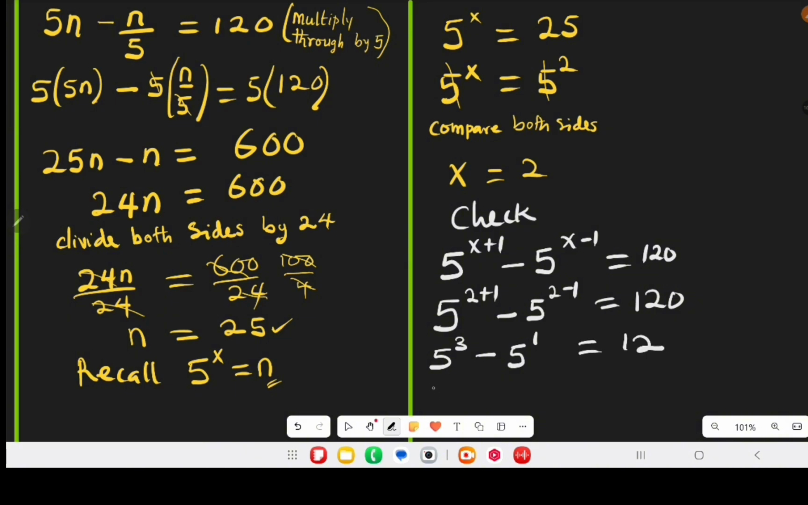Is it equal to 120? 5 raised to the power of 3 is 5 times 5, which is 25, and 25 times 5 gives us 125. 5 raised to the power of 1 is 5. Is it equal to 120? 125 minus 5 gives us 120, equal to 120. So our answer is correct.